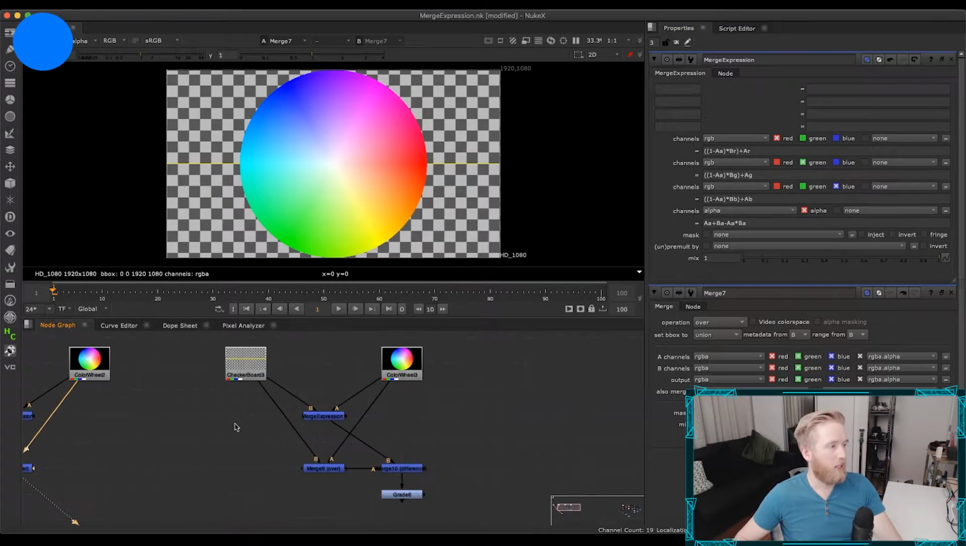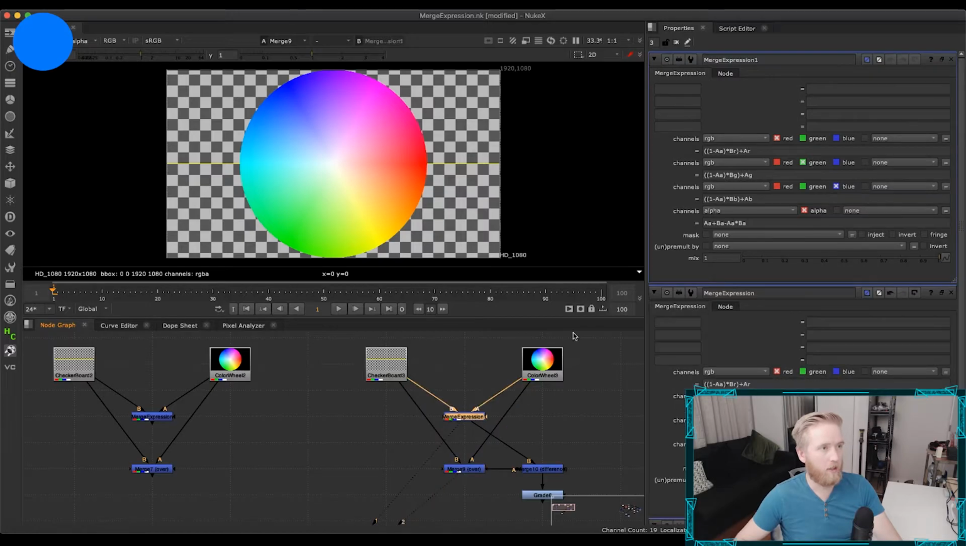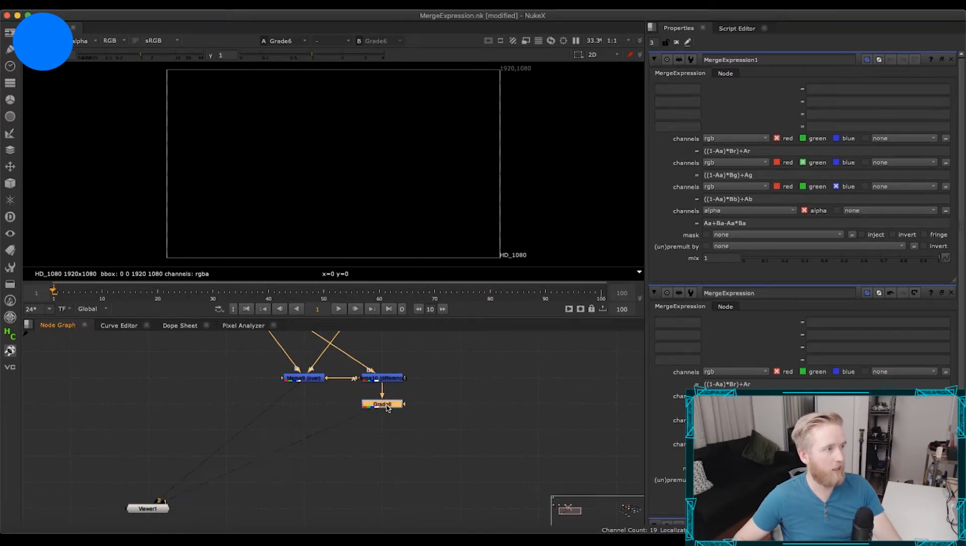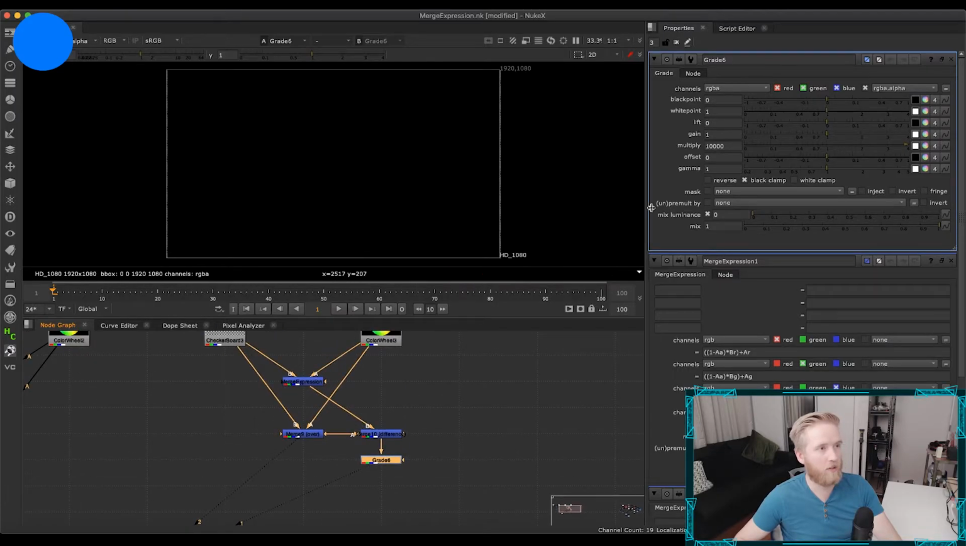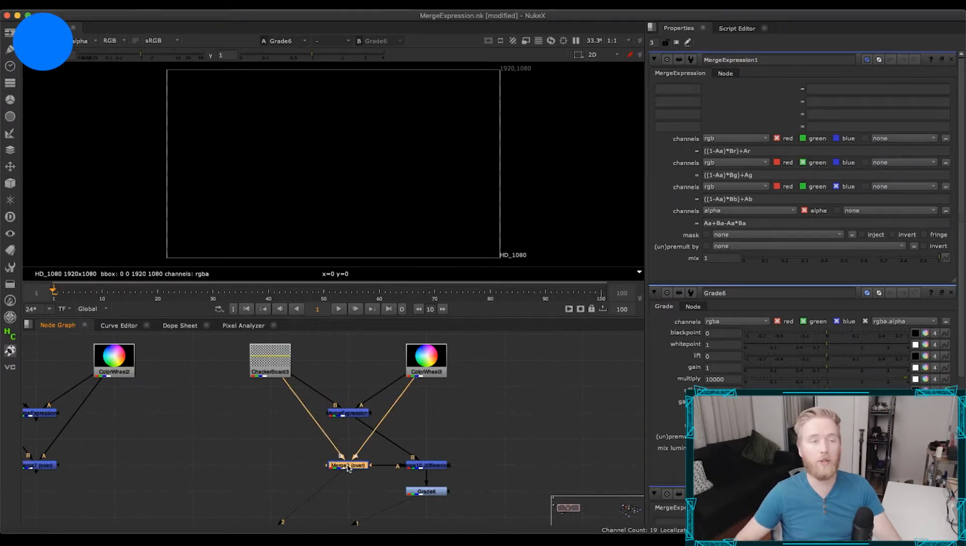So I can just quickly prove that I've done the math correctly by having a merge expression and a merge at the same equations over here, and I'm just doing a difference. This will tell me anything that's different between this and this will show up here. And just to check that I don't have any very subtle differences, I've just multiplied the result by 10,000, and you can clearly see there is no difference between this merge expression and this merge node.